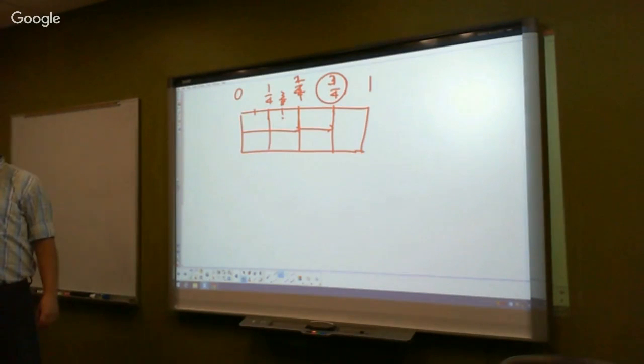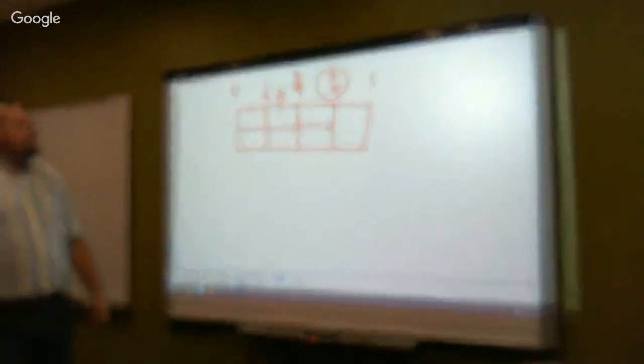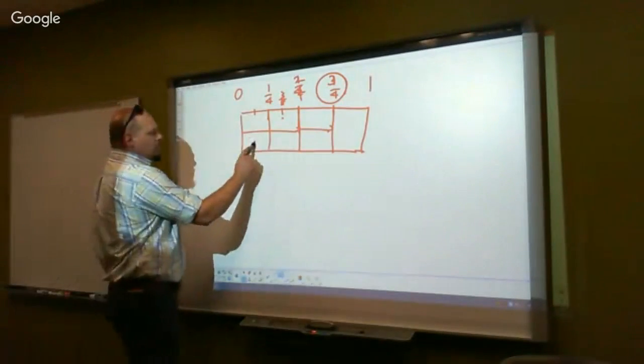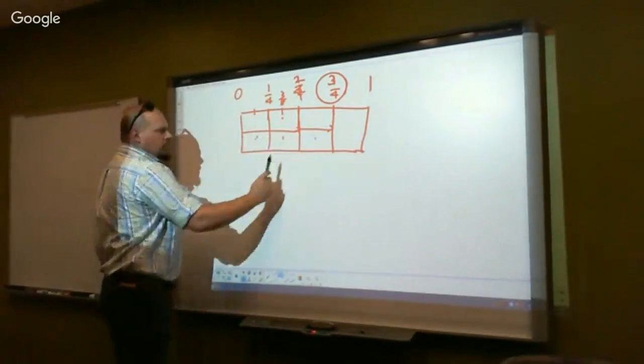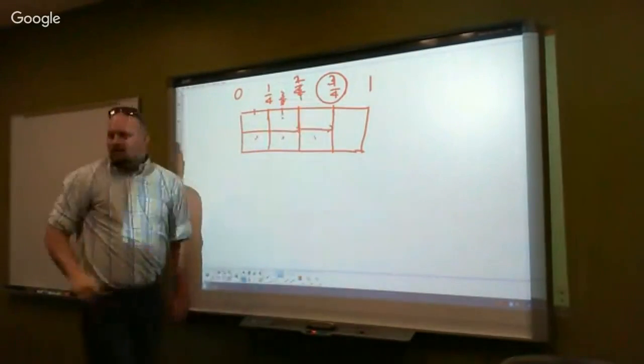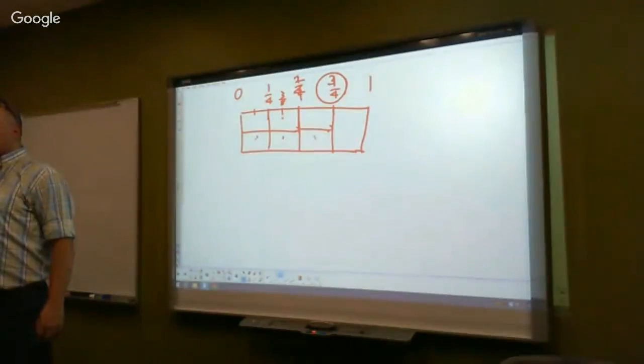Well, I kind of get how you're adding them. I get why we're keeping the denominators the same, because now we have part 1/4, 1/4, 1/4, right? So if I take 2/4 and add 1/4, I have 3/4. Great. Is that as a decimal 0.75? Yep. Is that okay?